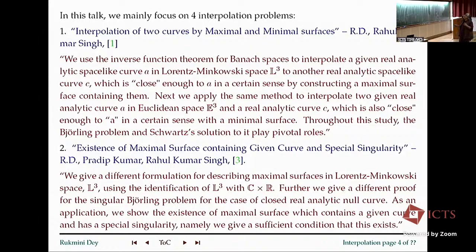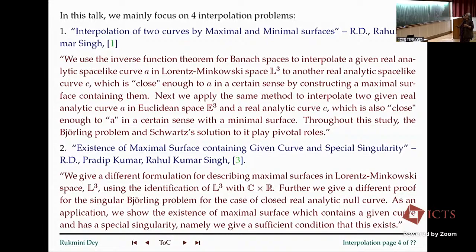Next, we apply the same method to interpolate two given real analytic curves A and C with a minimal surface. We do it using the Björling problem and its Schwarz solution. So there's a formula and we just want to invert it. That's why the inverse function theorem played this role. So the Björling problem and its Schwarz solution play a pivotal role.